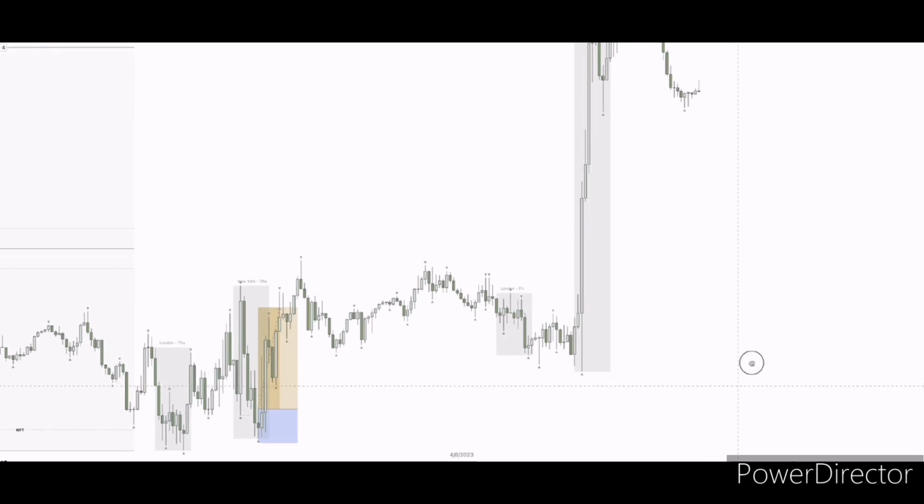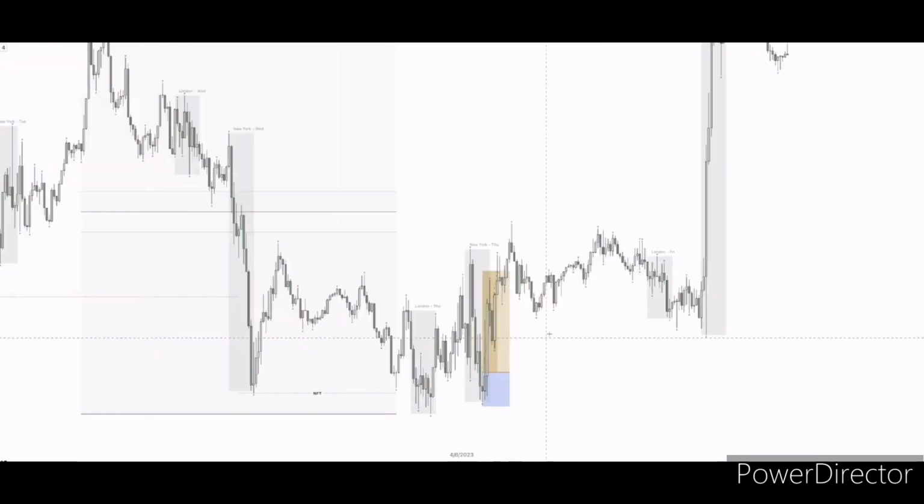So the trade that I did take, though, was this one here. As you can see, we're still within discount of the 4-hour leg. And for me personally, I was still looking to trade back up into premium. So looking to trade from discount, back up into premium.